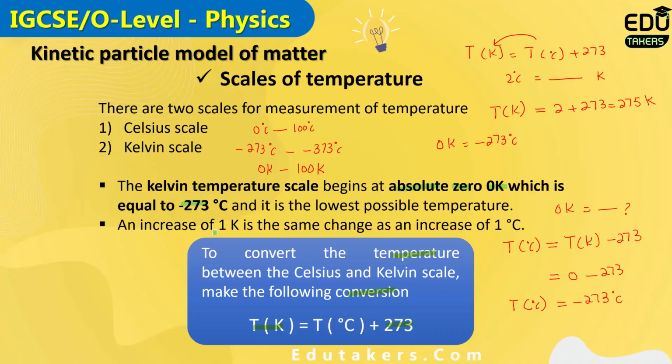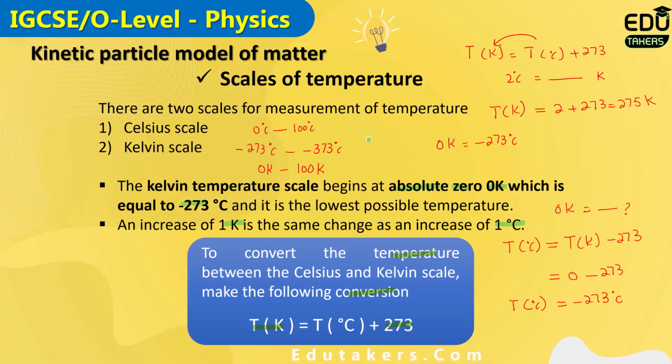There is also a very important point. An increase of 1 Kelvin is the same change as an increase of 1 degree C. If you increase the temperature by 1 Kelvin, it is the same as increasing the temperature by 1 degree C. Because in both of these scales, there are a total of 100 divisions.